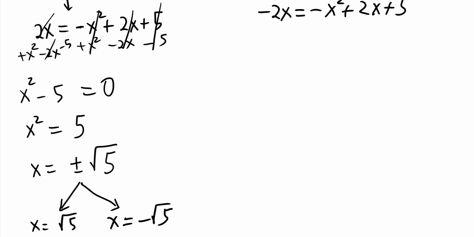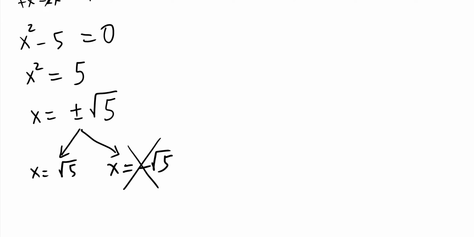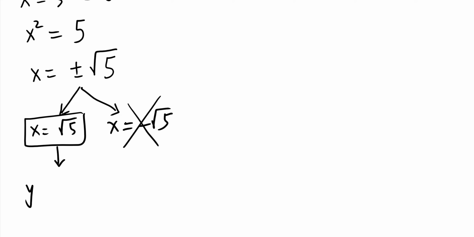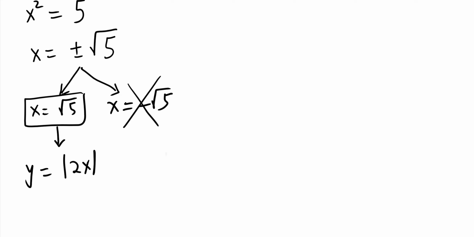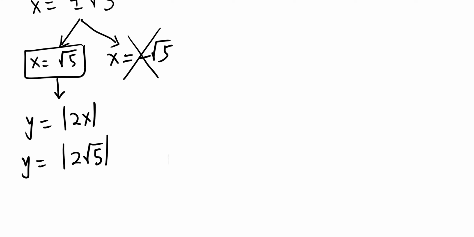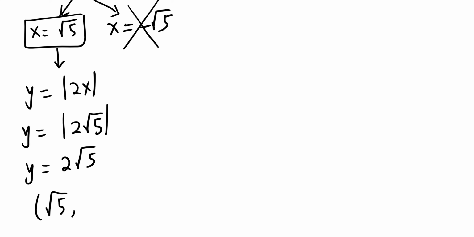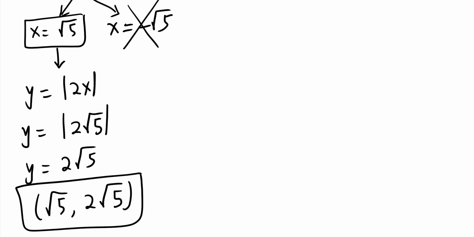Plus or minus means one case positive and one case negative. But again, keep an eye on the highlighted part. See the x? X must be bigger than 0. So this doesn't work out. Only this works out. So I got the x value for this one. And now to find the y value, remember y equals the absolute value of 2x. That's the easiest place to substitute that in. So y equals the absolute value of 2 square root of 5, and because the square root of 5 is positive, you can drop the absolute value. So one of the solutions is the square root of 5 comma 2 square root of 5. So we got the first one.